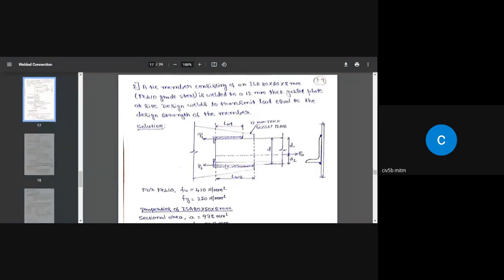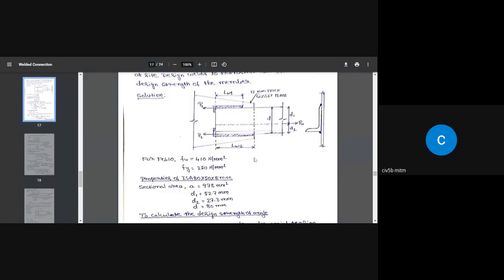So we are okay. In case, for example, we got LW1 equal to say 60 millimeter, of course 60 millimeter is less than 80 millimeter. Then in this case, go ahead and provide at least 80 millimeter. So in this case, we are okay.